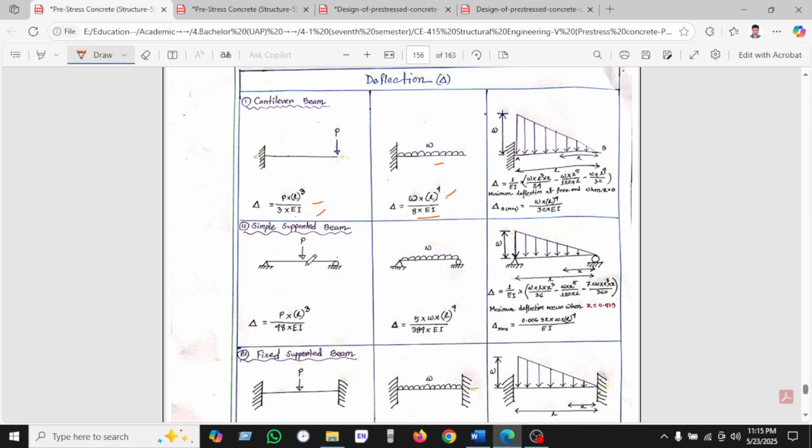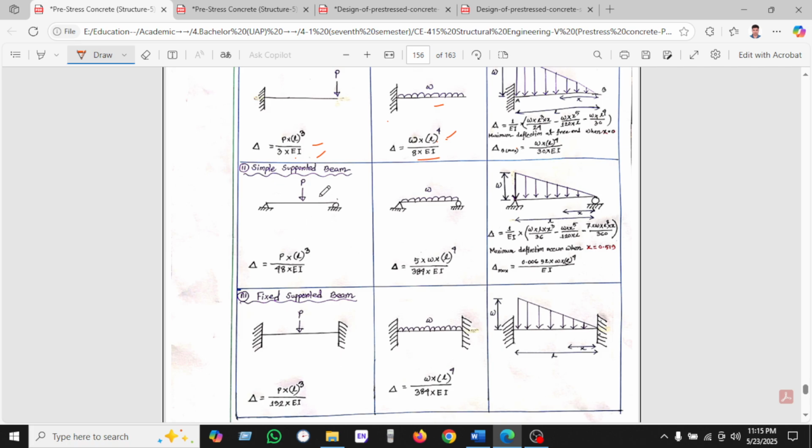For the simply supported beam, the deflection for a point load is PL cubed by 48EI. If a UDL is applied, it will be 5WL to the power 4 divided by 384EI. Another case is the fixed support. For a fixed support with a point load, the deflection will be PL cubed divided by 192EI. And for a fixed support with a UDL, we can use WL to the power 4 divided by 384EI.